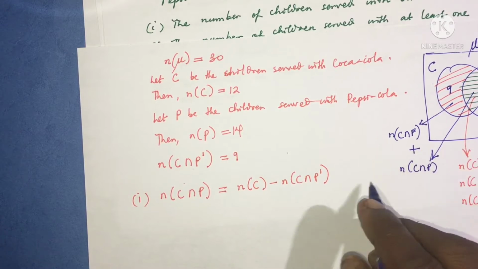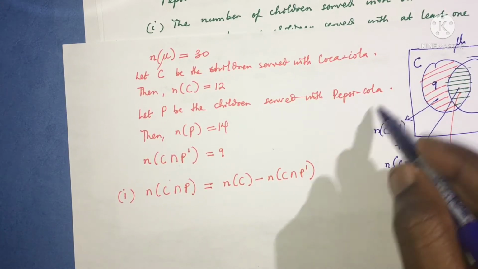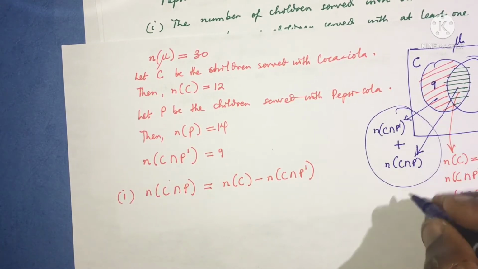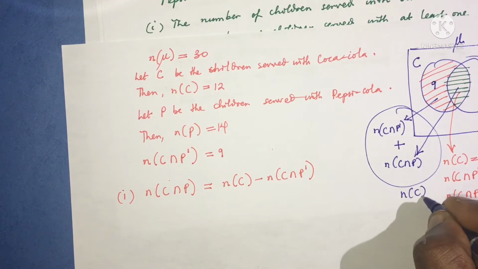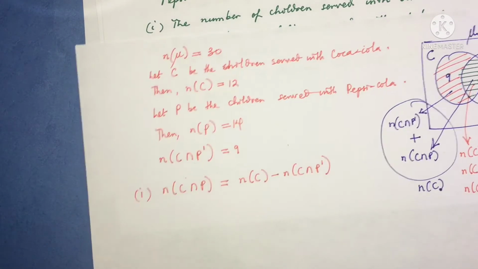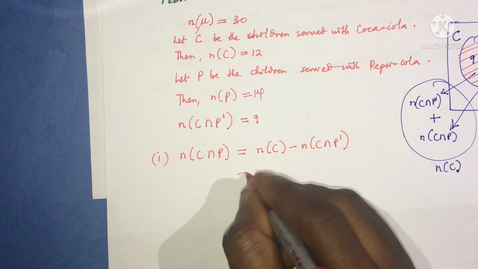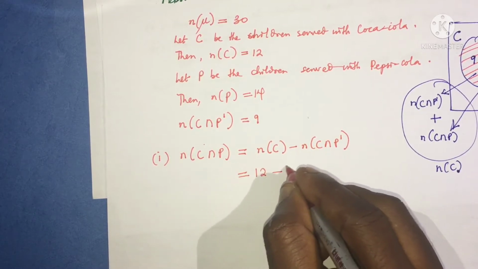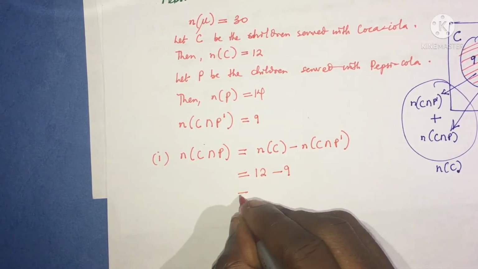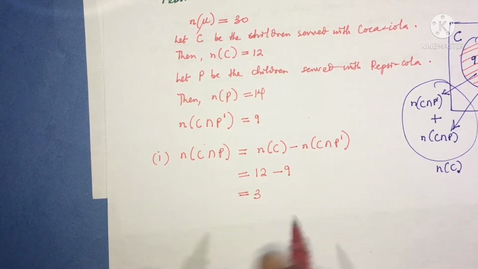If you add both portions together, it will give you NC. Okay? So now coming over here, we are given this to be 12 and this is 9. So 12 minus 9 will give us 3, and that answers question 1.